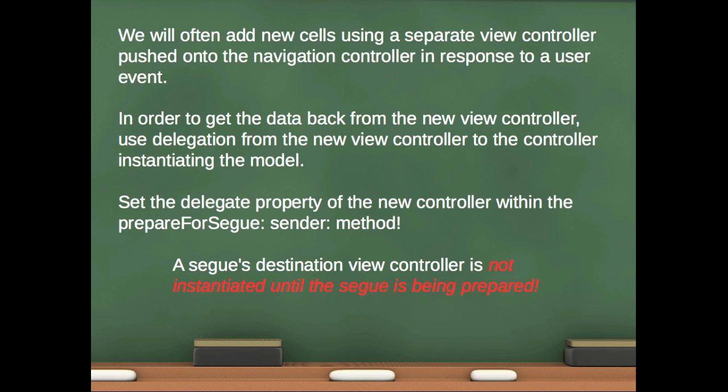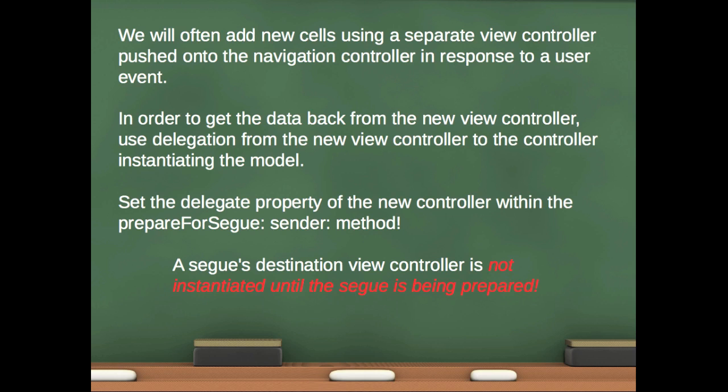A lot of times we're going to add new cells using a different view controller that we push onto the navigation controller that is holding this table view. And we push that new view controller in response to some event, like a UIBarButtonItem telling the user that they can add using this button. If we want to get the data back from the new view controller, and we do need to do that when we add information to a table view, we have to use delegation from the new view controller back to the controller that instantiated the model.